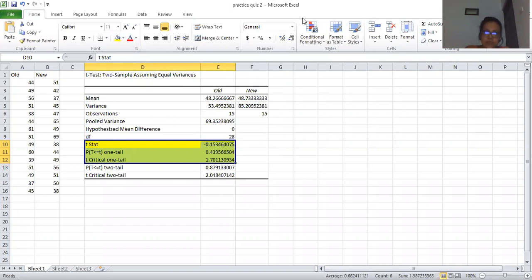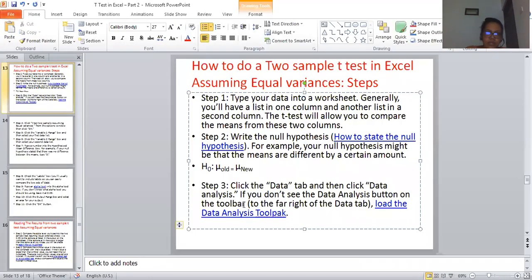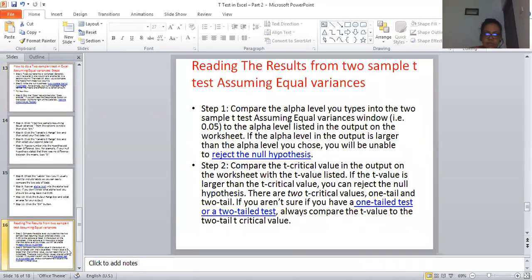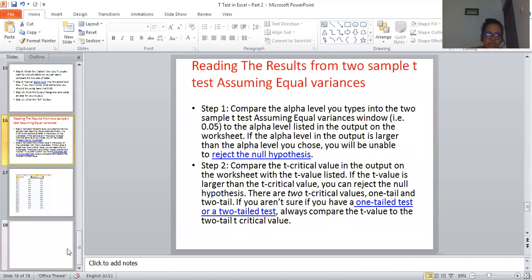So let me share the lecture slides with you all again. So how to do these other steps? We have followed the steps and we have taken the results. Here, step 1. Compare the alpha value you type into the two sample t-test assuming equal variances window to the alpha value listed in the output on the worksheet.